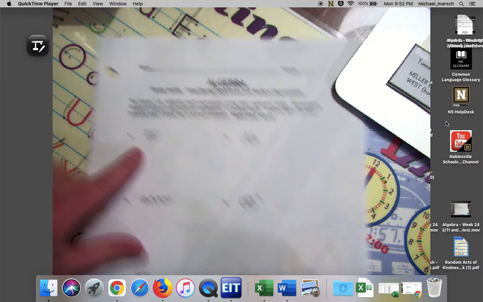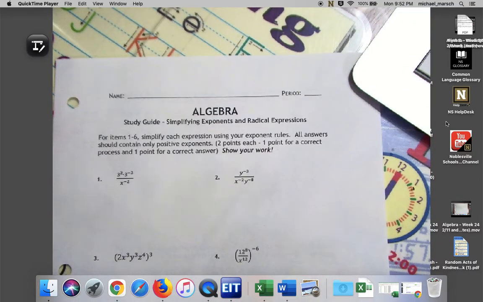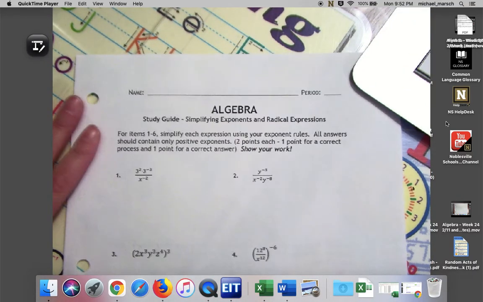All right, so first question. I'm going to zoom in real close here. Oh, apologize for my placemats. This is our kitchen table here.